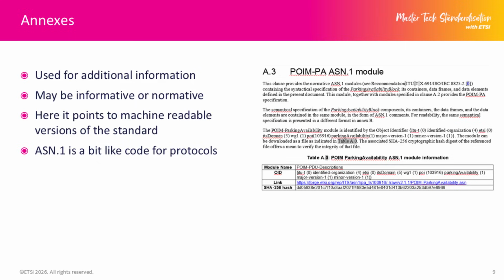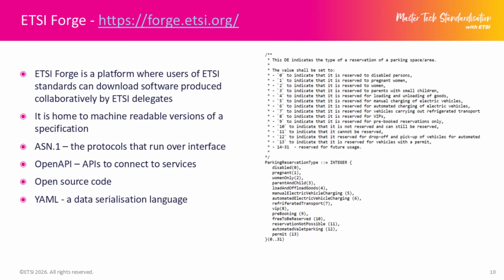We can see annexes in the specification. The annexes can be informative or normative. In this particular case, we'll start looking at what we call ASN.1. This is a computer readable format of the information that flows between the various elements. It's almost like a computer language. You can convert it to C by using open source tools. It's really useful. One other thing that ETSI do is to make the code available to download from the ETSI Forge. ETSI Forge is where the open source software and the ASN.1 are all stored.